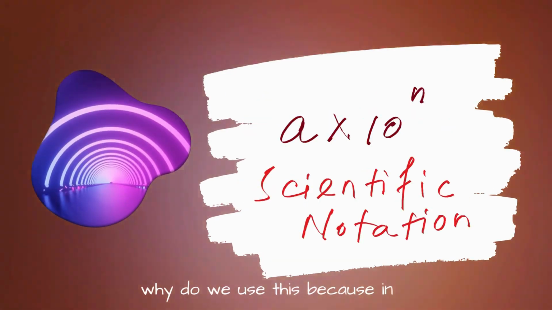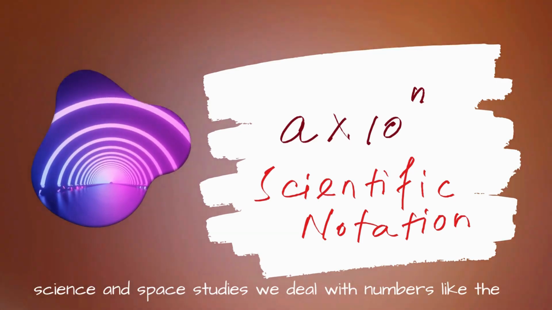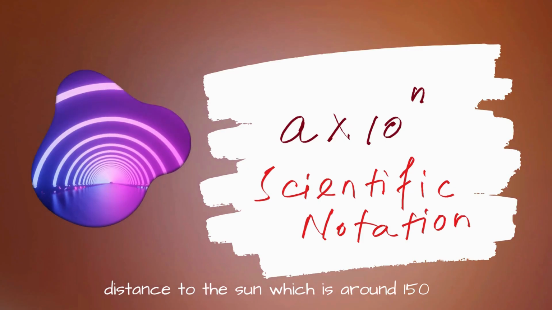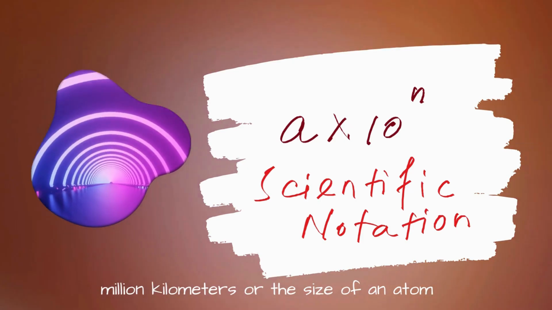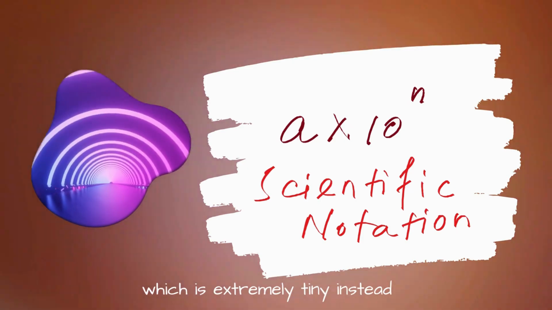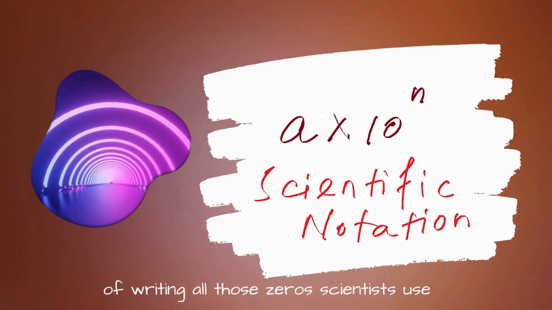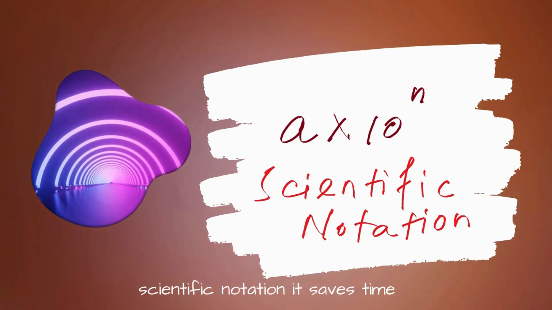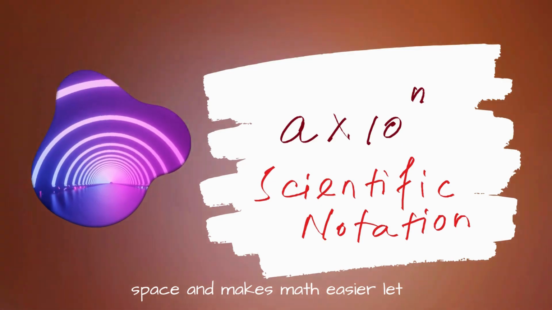Why do we use this? Because in science and space studies, we deal with numbers like the distance to the sun, which is around 150 million kilometers, or the size of an atom, which is extremely tiny. Instead of writing all those zeros, scientists use scientific notation. It saves time, space, and makes math easier.